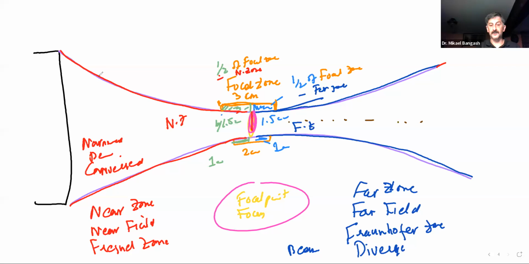Because what happened in the near zone was that the beam narrows down until it reaches its narrowest point. And what happens afterward? It spreads out. What do we call the area where the beam spreads out? That is going to be referred to as the far zone. Clear?